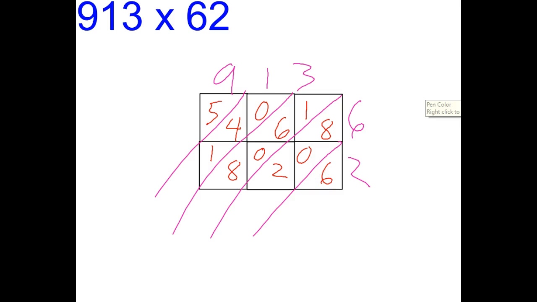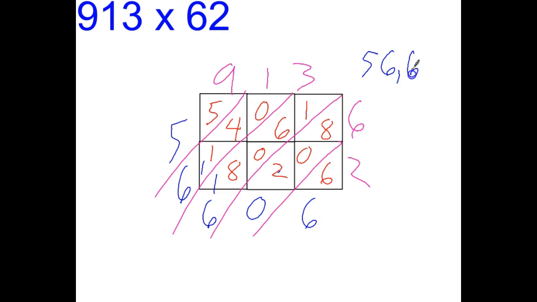Start adding my diagonals up. 6, 8, 10. Carry my 1. 1, 7, 15, 16. Carry my 1. 4, 5, 6. Nothing to carry. And a 5. 56,606.